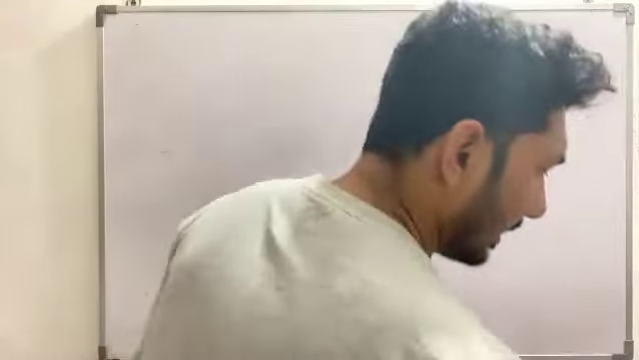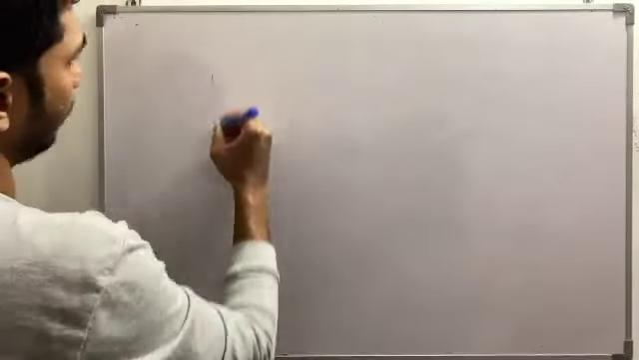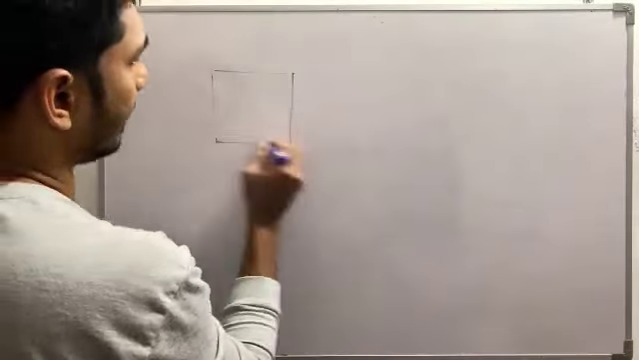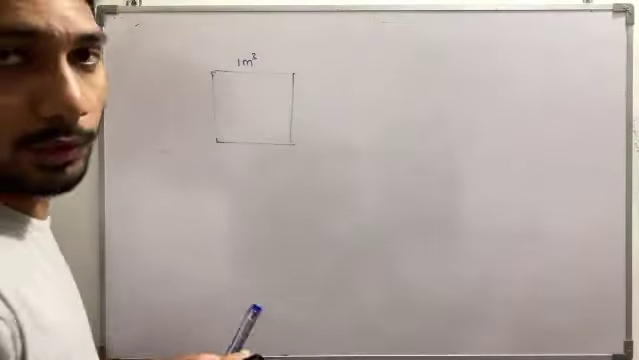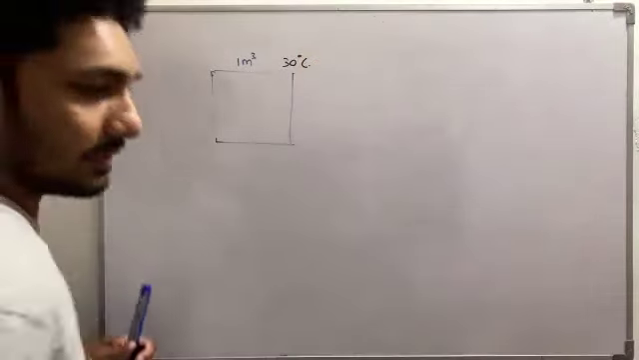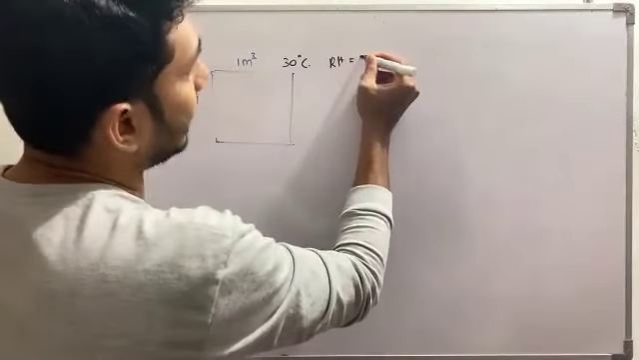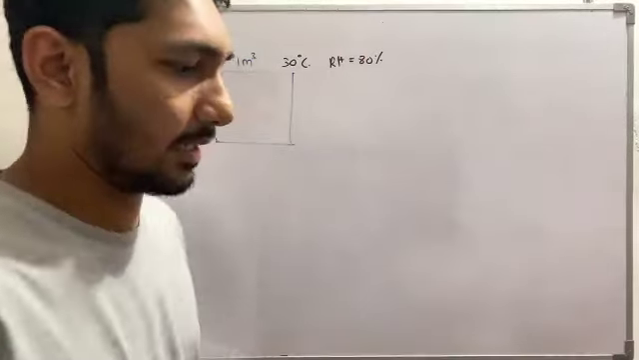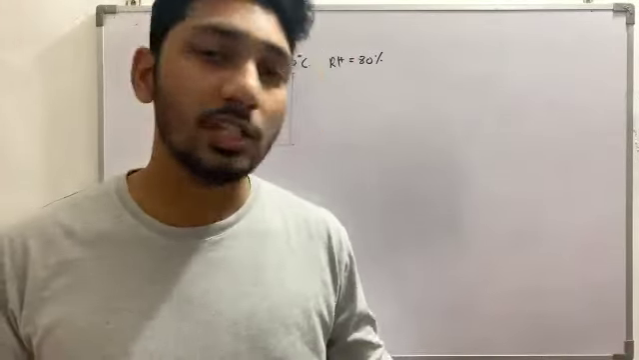Now the question number 18. Temperature of air inside a room of volume 1 meter cube. Initially they say about a 1 meter cube room, which is at 30 degrees Celsius. And they say the relative humidity, RH, is 80%. Then they say when the temperature of the room becomes 20 degrees Celsius, the room gets saturated.